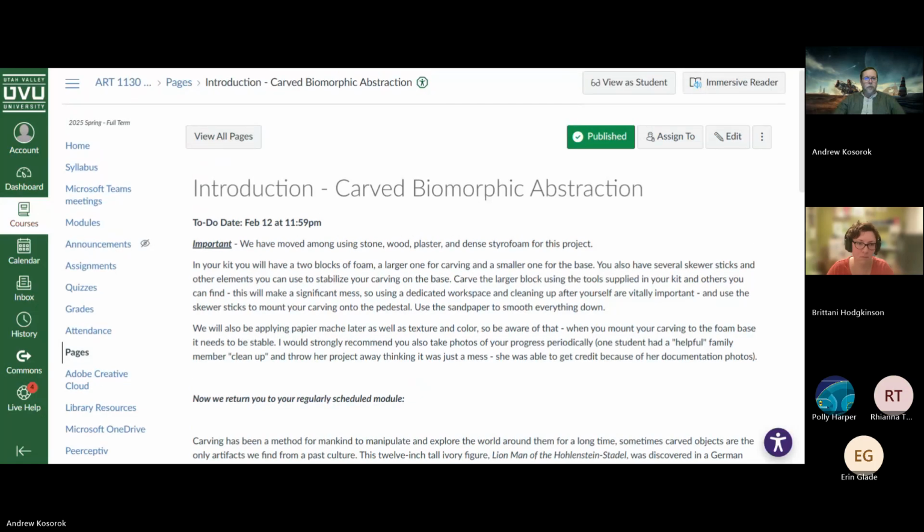I want to share a couple images from the introduction to this to kind of set the stage. The introduction to Module 4. Let's see if we can. And Rihanna, tell me if you can see this. I'm hoping you can see this. I can see it now.